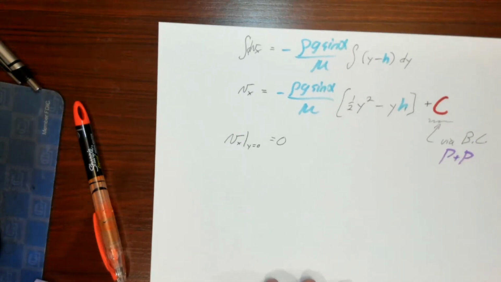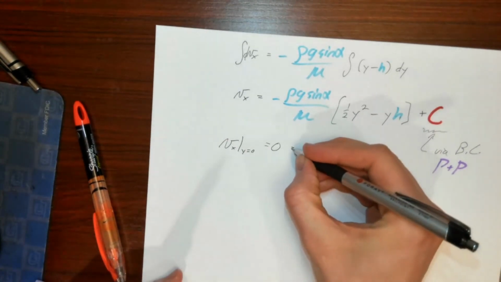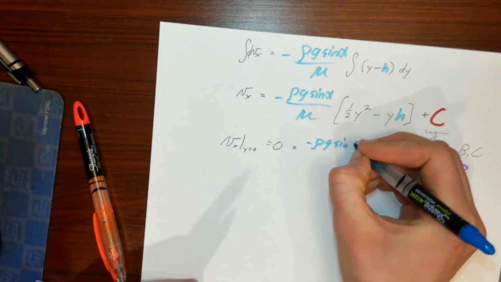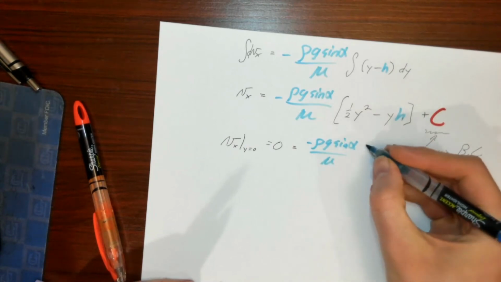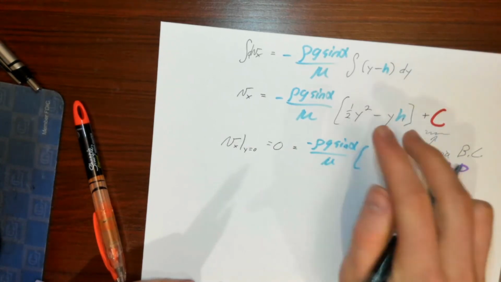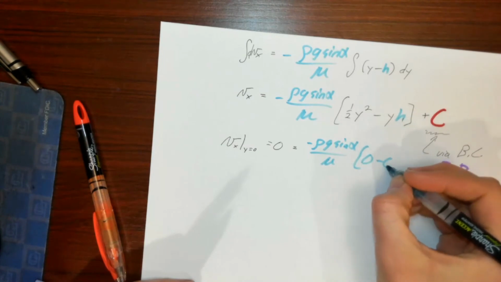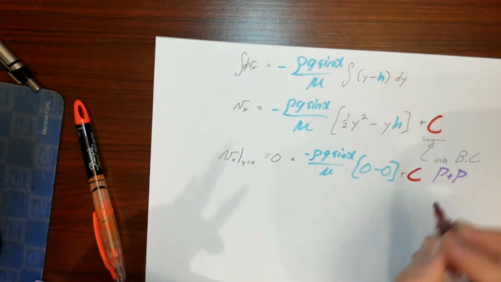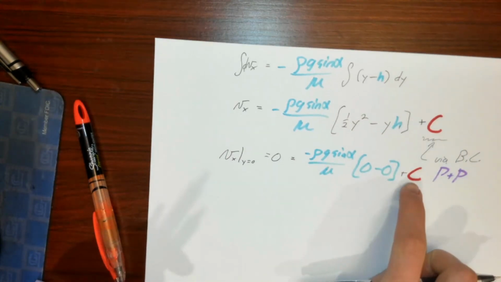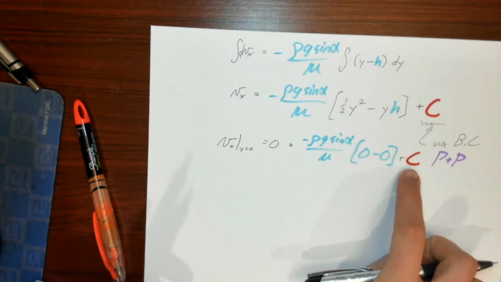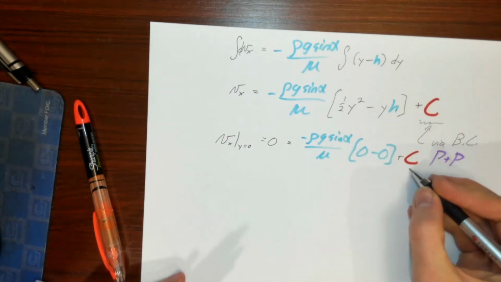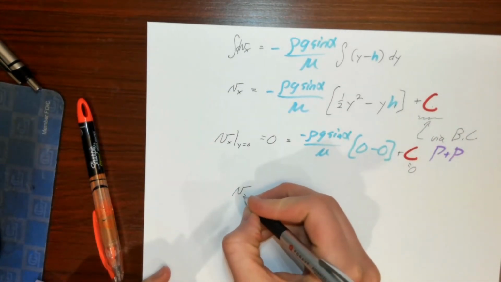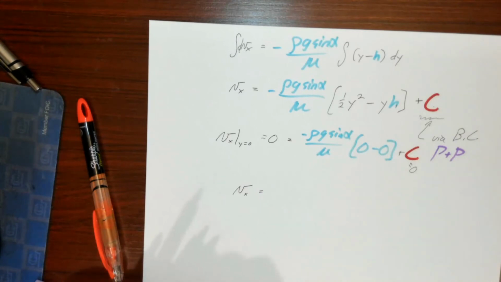So what does that look like? We get 0 equals minus rho g sine alpha over mu. We sub in y equals 0, and we basically just get 0 minus 0 right here, and we get our plus c. So what do we conclude? We conclude that c equals 0. We can then sub 0 back into this equation, and we can get our x velocity.